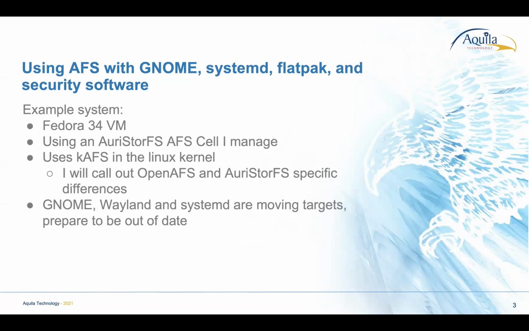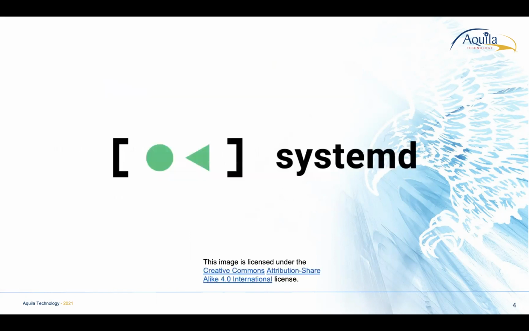My example system is going to be a Fedora 34 system. I'm going to be using an AuriStorFS AFS cell that I manage, and I'm going to be using kAFS in the Linux kernel. I will call out any OpenAFS or AuriStor specific differences. Keep in mind, GNOME, Wayland, and Systemd are all moving targets. They are constantly changing, and this may or may not affect the way that they work with AFS.